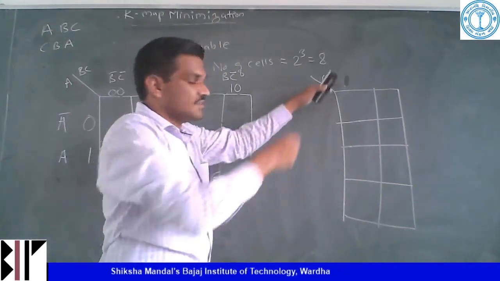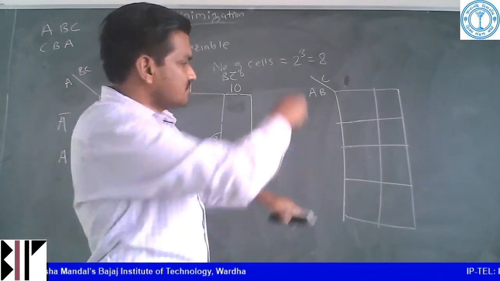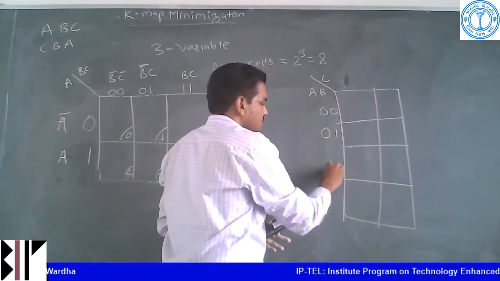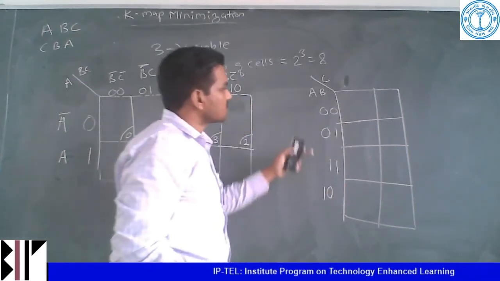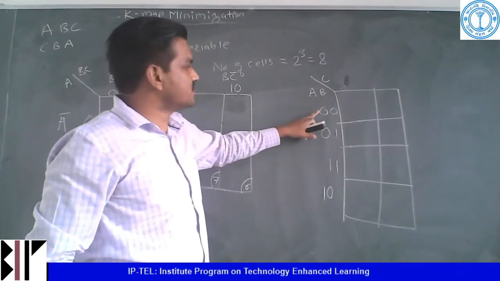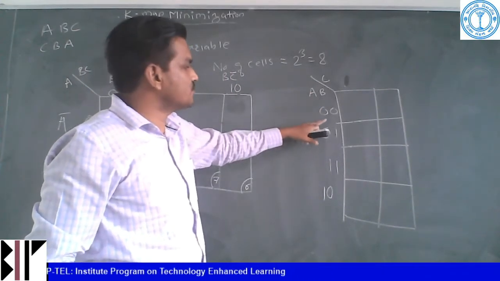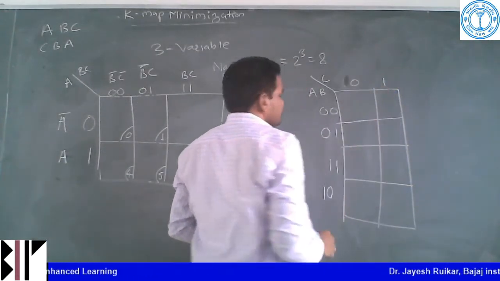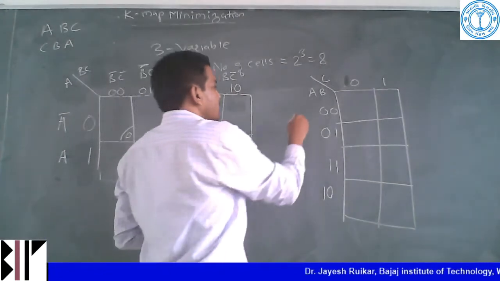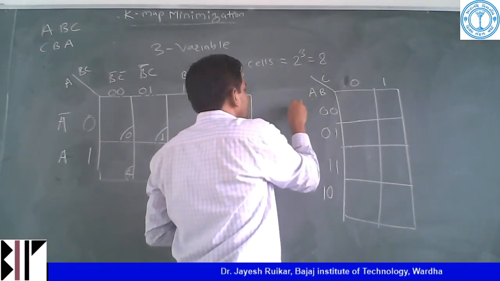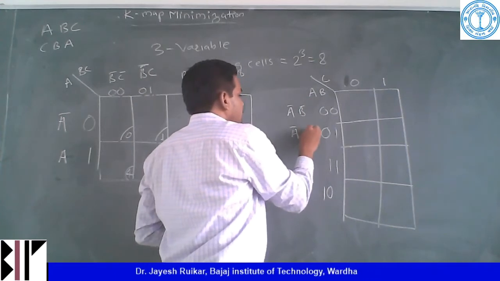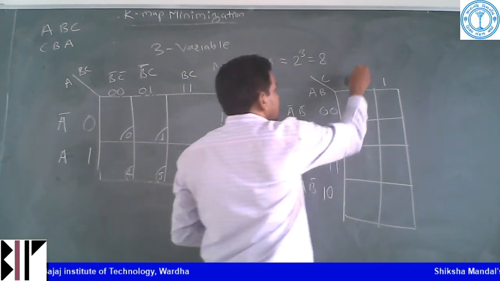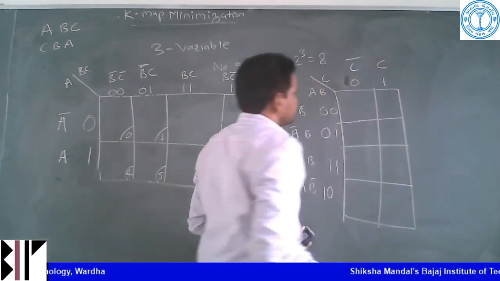Now how is this to be written in the vertical format? For the two variables A B: 0 0, 0 1, then 1 1 and 1 0. It is a single state change, not two. Two variables are there: 0 0, 0 1, 1 1 and 1 0. Here 0 and 1. In terms of variables, I can write it this way: A bar B bar, A bar B, A B, and then A B bar, and here C bar and C.